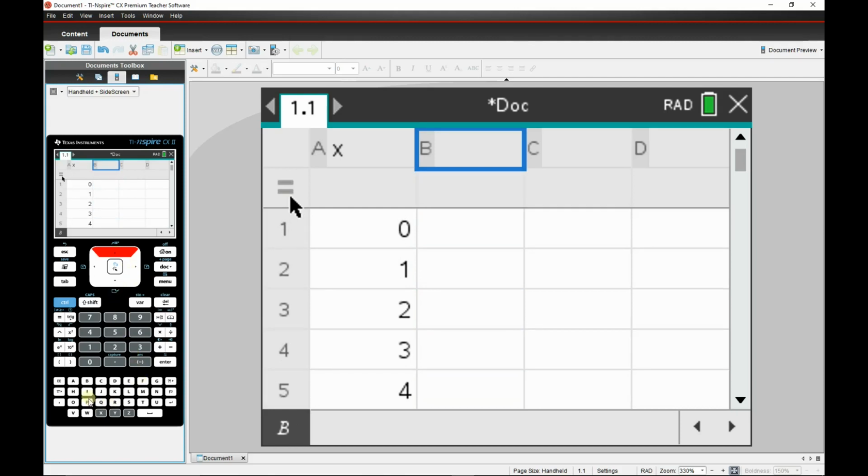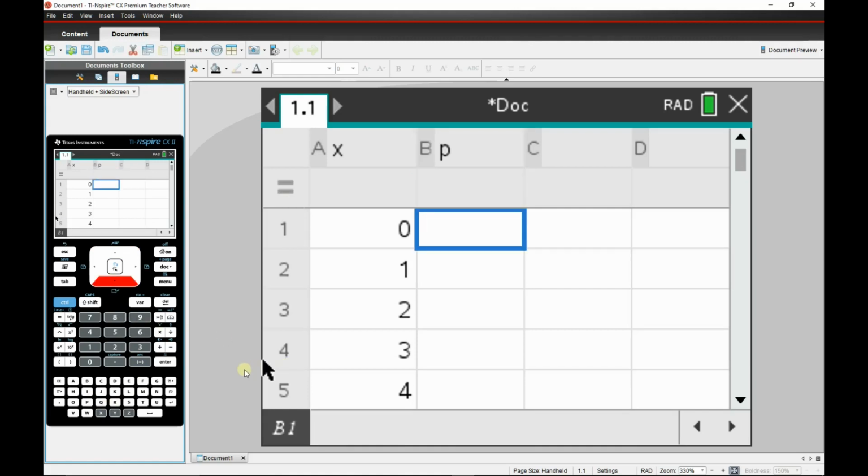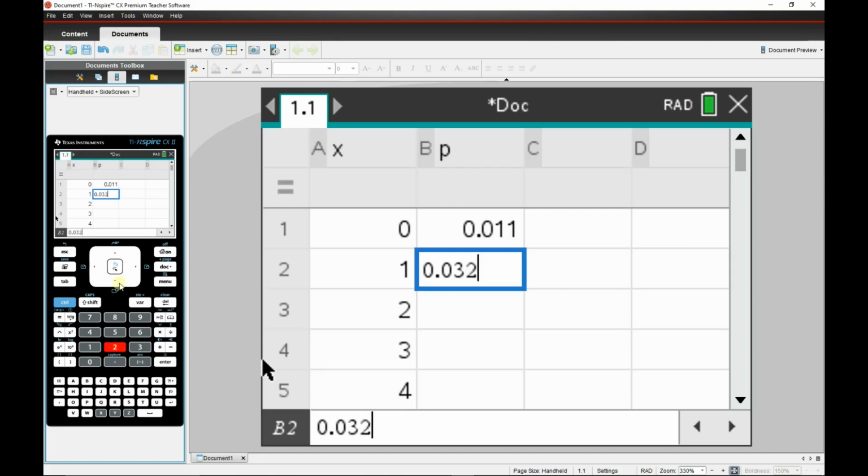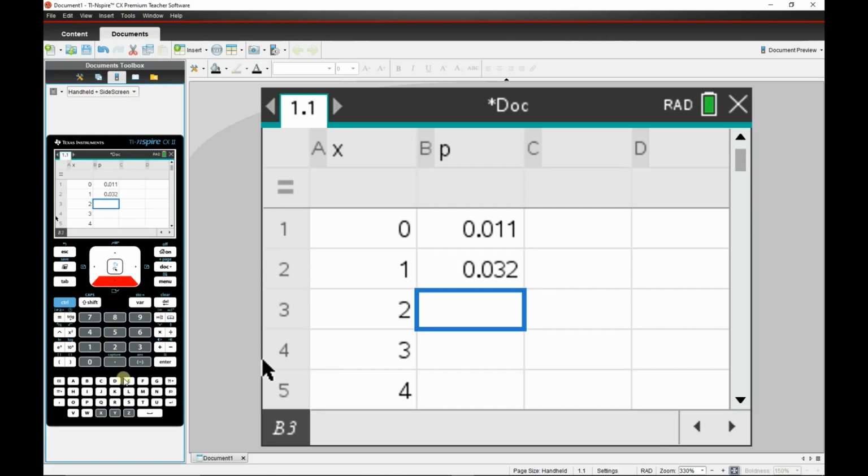And once those are in, you're going to scoot over and highlight the second column. And I'm going to call it P for probability. Some people called it Y or something else. But here's where you need to put these numbers in carefully. 0.011, that looks good. And then the next one is 0.032. Okay, just always check to make sure they're right, because if you put garbage in, you get garbage out. So 0.138 and then 0.362.